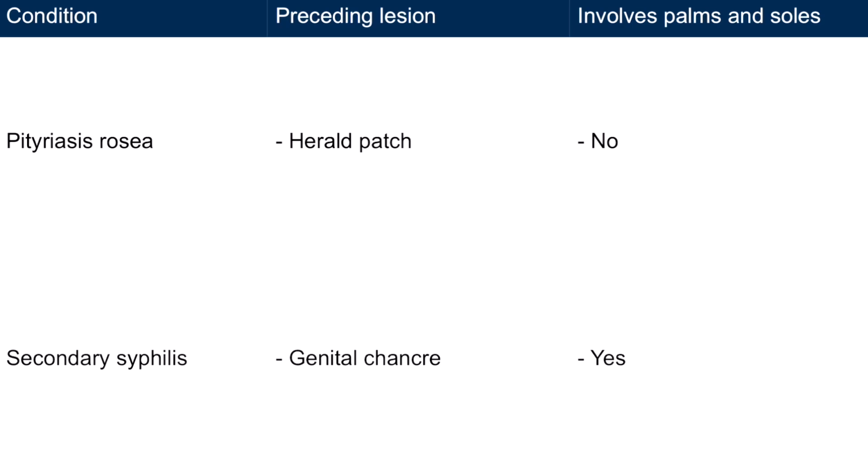Each of these disease processes will have a unique preceding lesion. Pityriasis rosea shows a herald patch, usually on the torso as described earlier. The primary presenting lesion in patients with syphilis is a chancre, which is a painless erythematous genital ulcer.